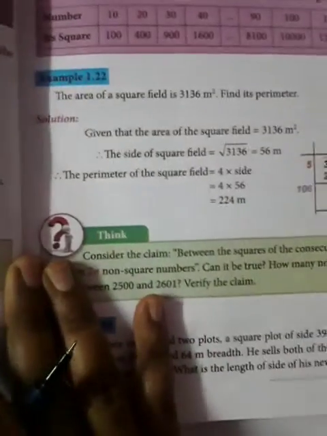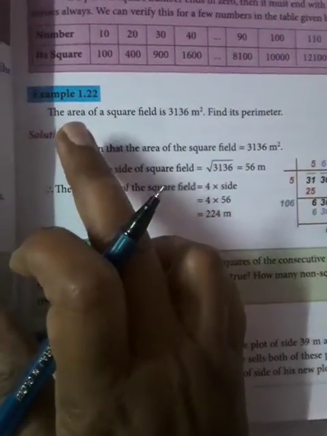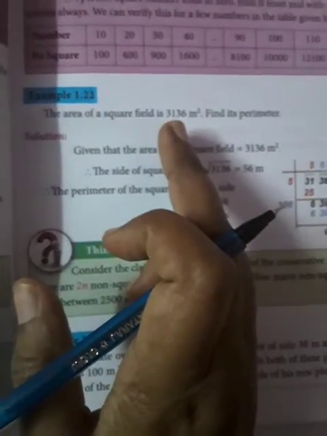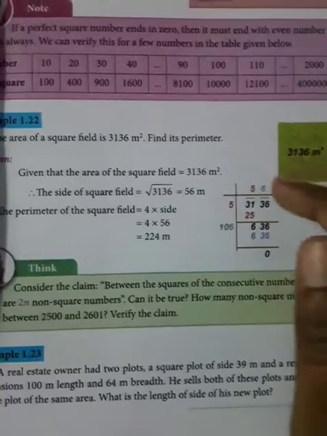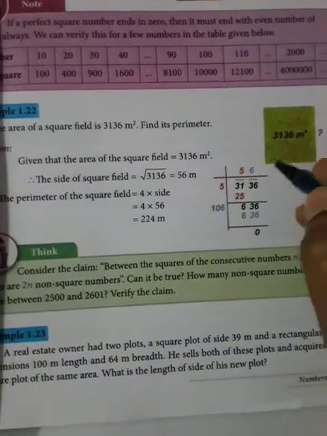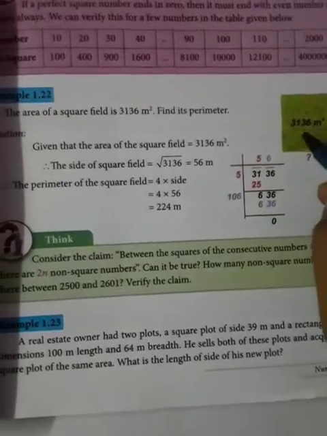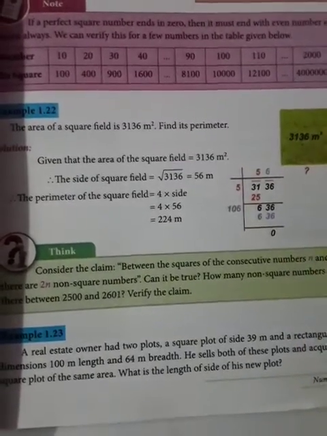Let's see the example of this unit. Example 1.22. The area of a square field is 3136 meters square. What do you mean by area? The space occupied by the shape is called area. The space inside. So the complete inside area is 3136. You want to find its perimeter.